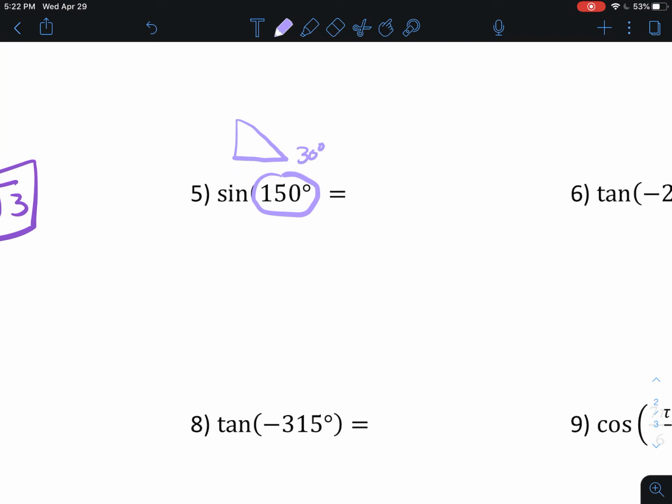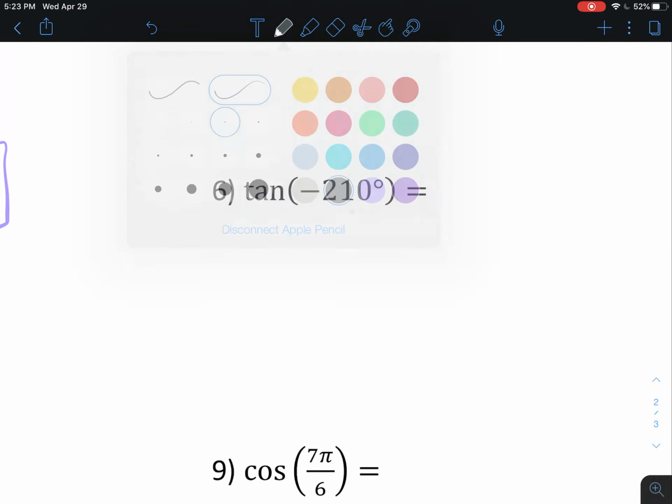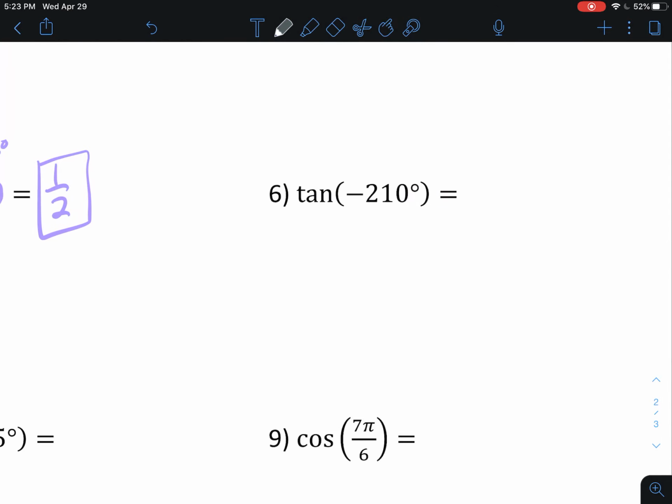All right, tangent of negative 210. So for the tangent of negative 210, we need to think about where negative 210 is. If we're drawing this circle, negative 180 would be here, and 210 is just past that, right? So we're going negative 210 degrees. This is a 30-degree angle because it's 30 degrees past 180.